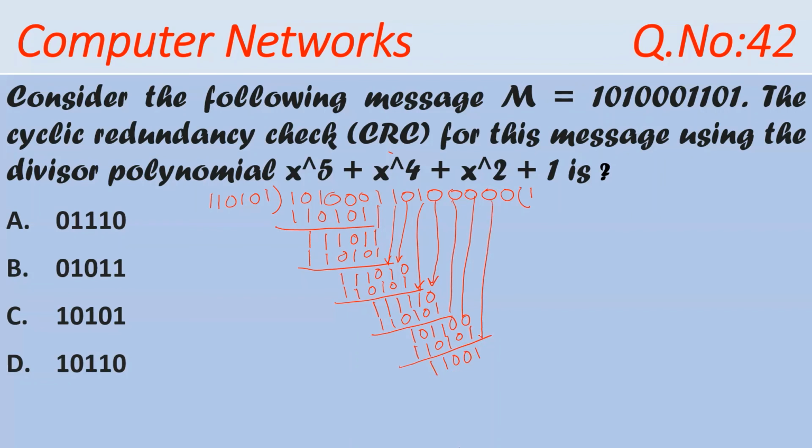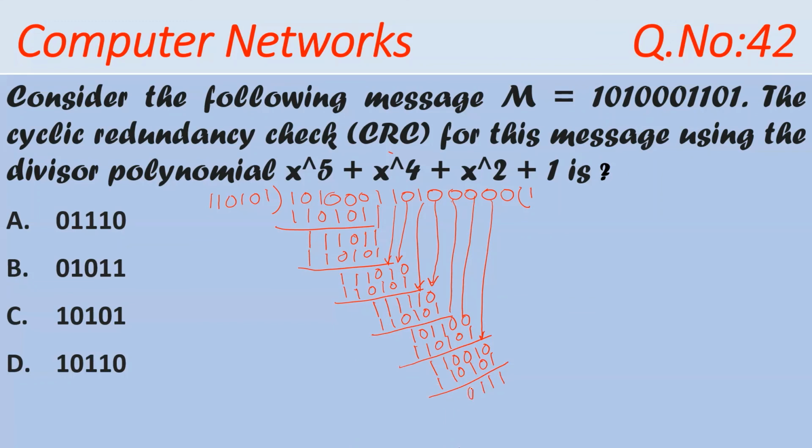So now I'm bringing this 0 down to make it 6 digits for this one. Okay. So I have 1, 1, 0, 1, 0, 1. Do the XOR operation. So I get 1, 1, 1. And all these are zeros, right?